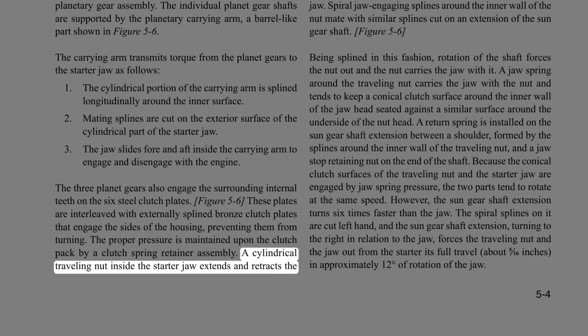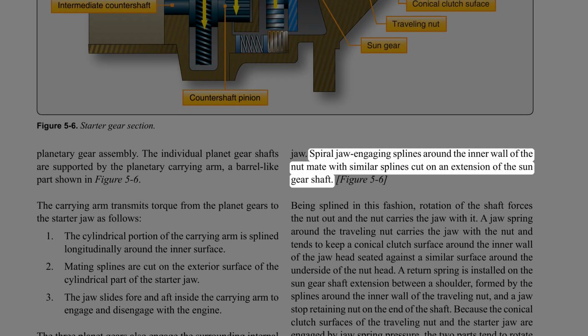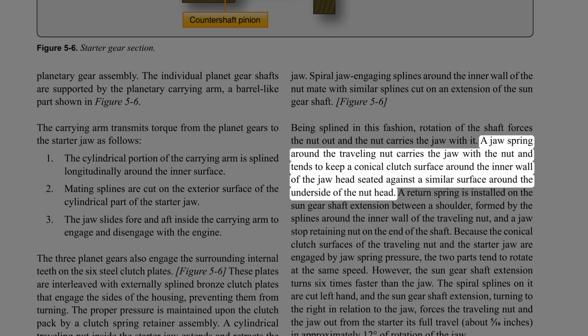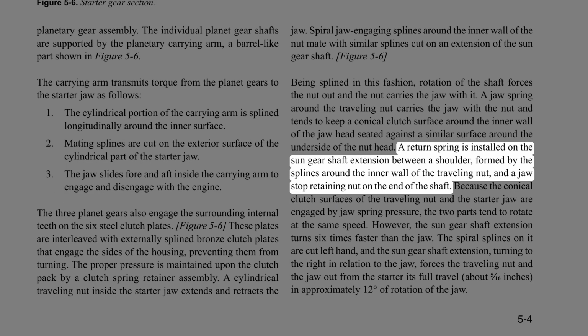A cylindrical traveling nut inside the starter jaw extends and retracts the jaw. Spiral jaw engaging splines around the inner wall of the nut mate with similar splines cut on an extension of the sun gear shaft. Being splined in this fashion, rotation of the shaft forces the nut out and the nut carries the jaw with it. A jaw spring around the traveling nut carries the jaw with the nut and tends to keep a conical clutch surface around the inner wall of the jaw head seated against a similar surface around the underside of the nut head. A return spring is installed on the sun gear shaft extension between a shoulder, formed by the splines around the inner wall of the traveling nut, and a jaw stop retaining nut on the end of the shaft.